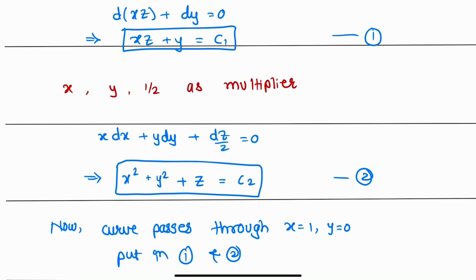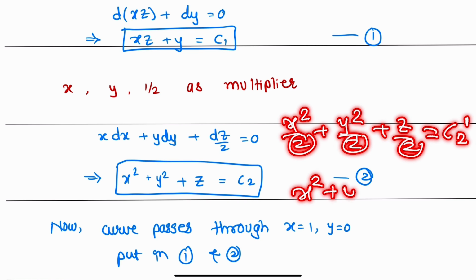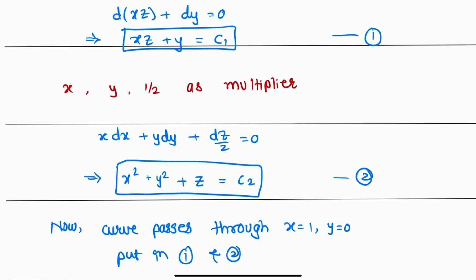Once we integrate it, it will be like x squared by 2 plus y squared by 2 plus z by 2 equal to some, let us say, c2 dash. Now this 2, once I multiply to the right side, it will be x squared plus y squared plus z equal to 2c2 dash. And now this 2c2 dash I have written as c2, which is an arbitrary constant.